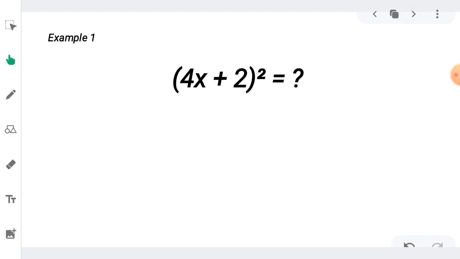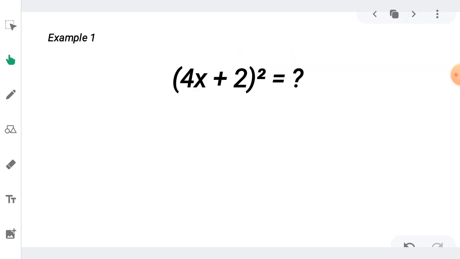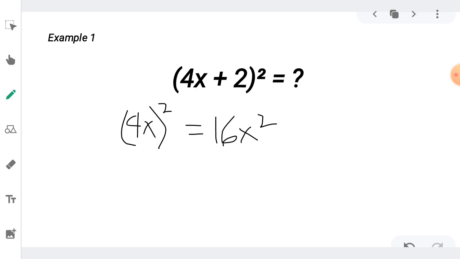Now let's move on to example number 1: 4x plus 2 squared is equal to. Again, applying the three basic steps, the first step is to square the first term. So we write 4x squared, which is equal to 16x squared. In getting the middle term, we need twice the product of the first and second term. The product of our first and second term, 4x times 2, is equal to 8x.